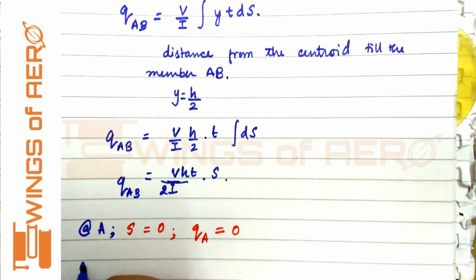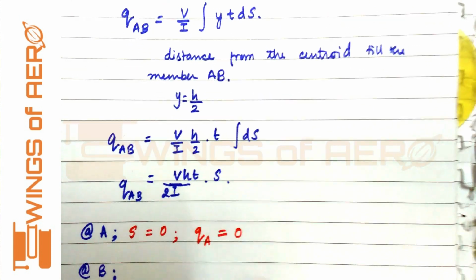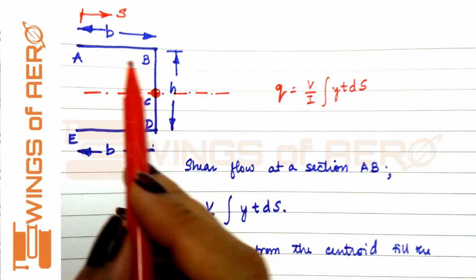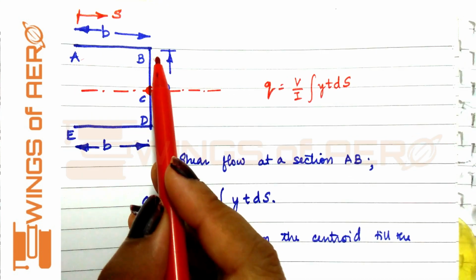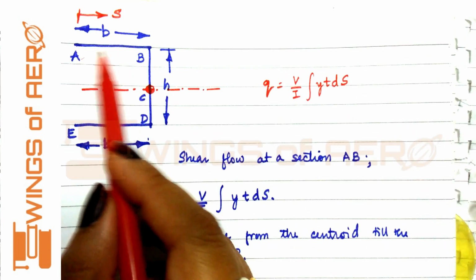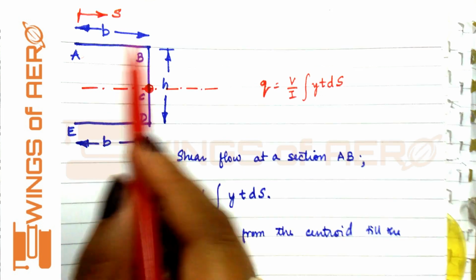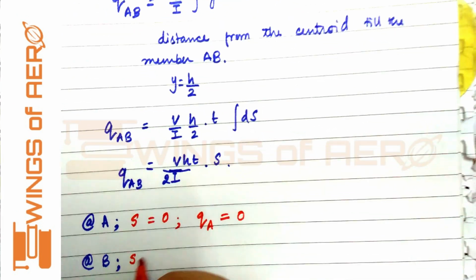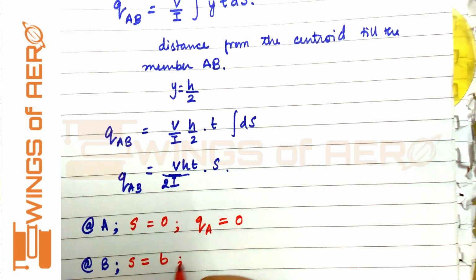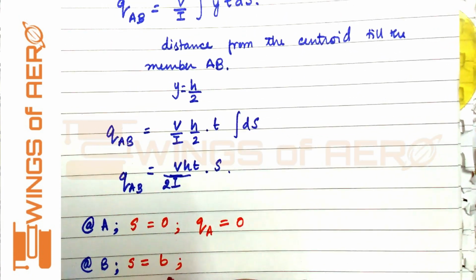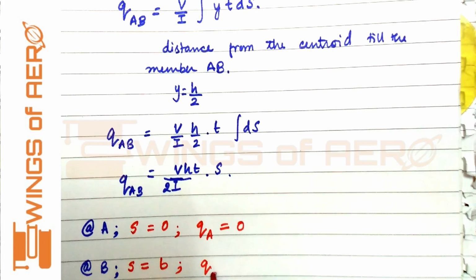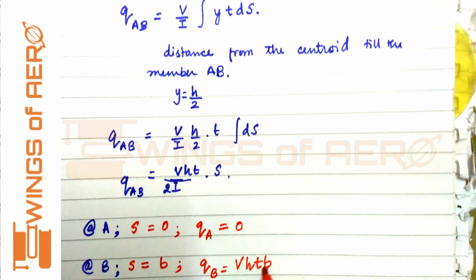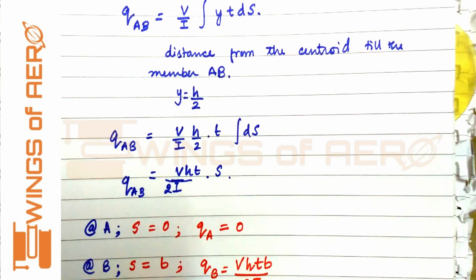Now at the point B, what happens? Let's see the diagram. At the point B, it is moving from A to B. So what is the B point? It is small b. So we can write s equal to small b. Let's substitute s equal to small b in this equation. So we get V h t b by 2I.